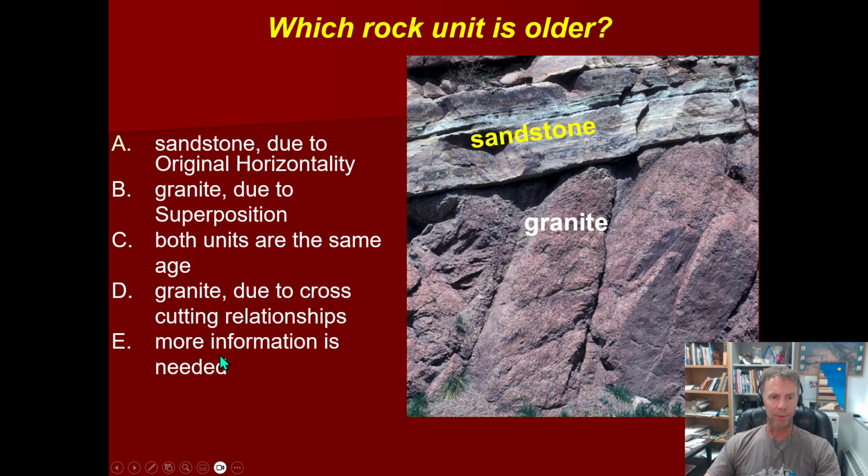Let's do another one here. I think I have one or two more after this one. So which rock unit is older? We have a simple contact here, granite below, sandstone above. Go ahead and look at your options there, figure out which one is older, pause the video if you need to, and then we'll answer this question.